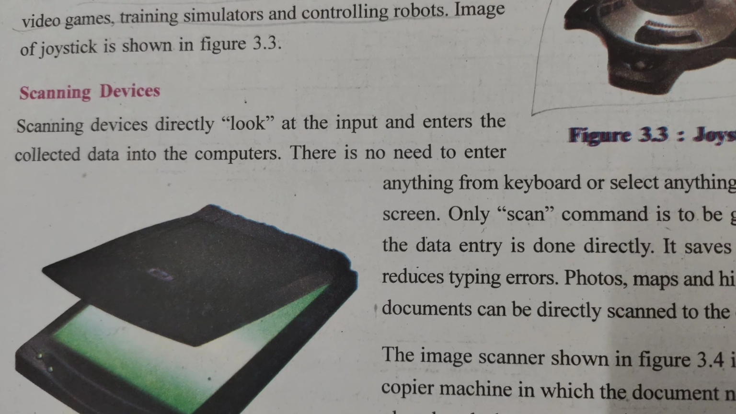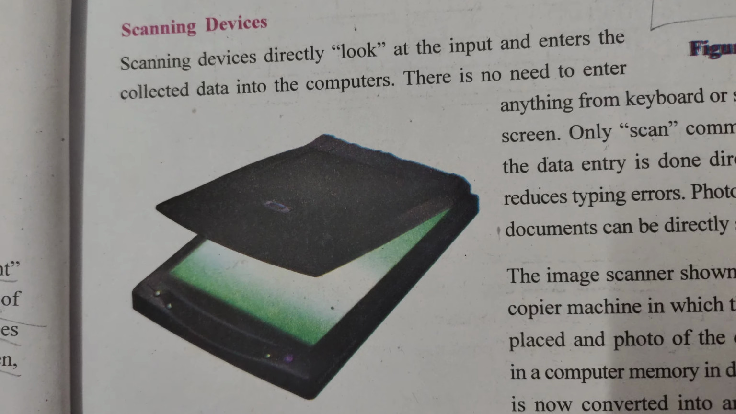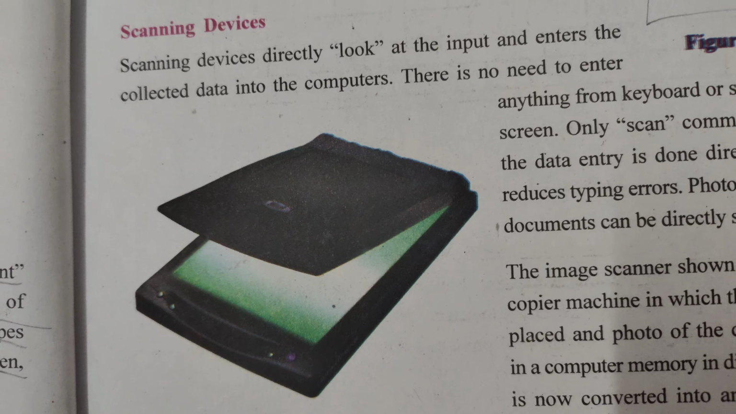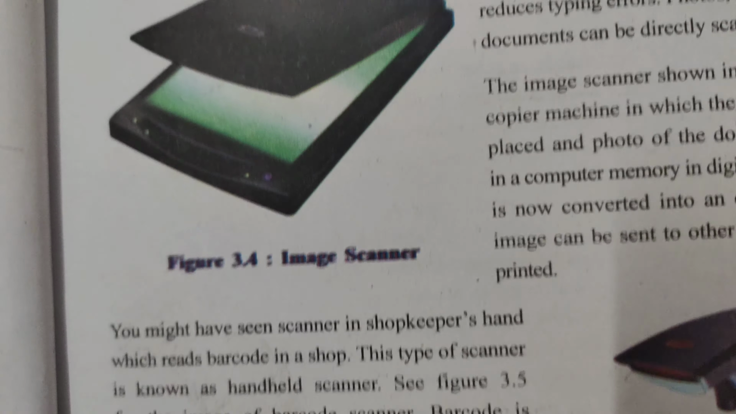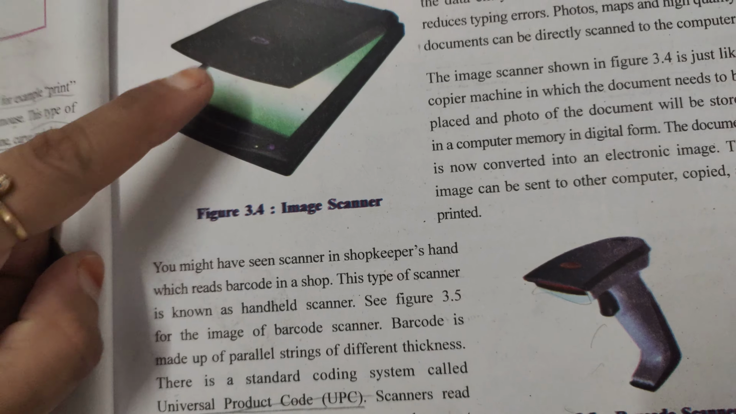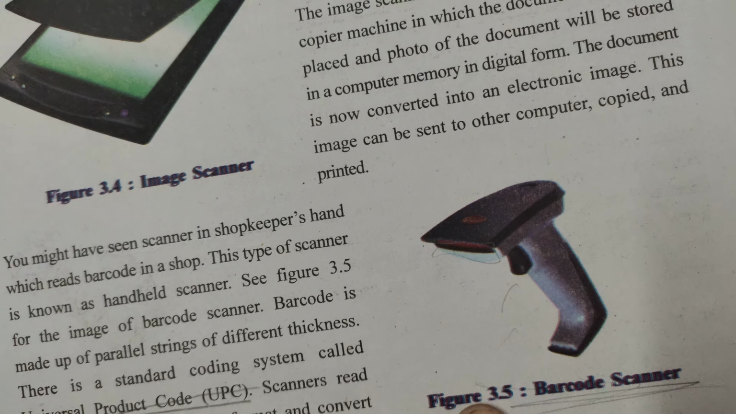Scanning device. I told you a scanning device is used in malls, DMart and Big Bazaar, where we want to prepare our billing. A scanning machine is used. Scanners are of two types. This is an image scanner and this is for MRP, the barcode scanner.